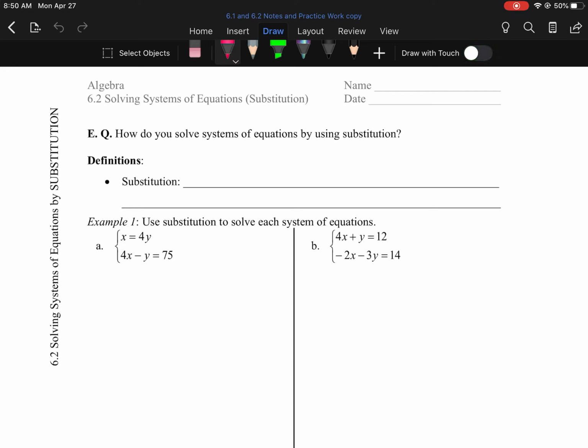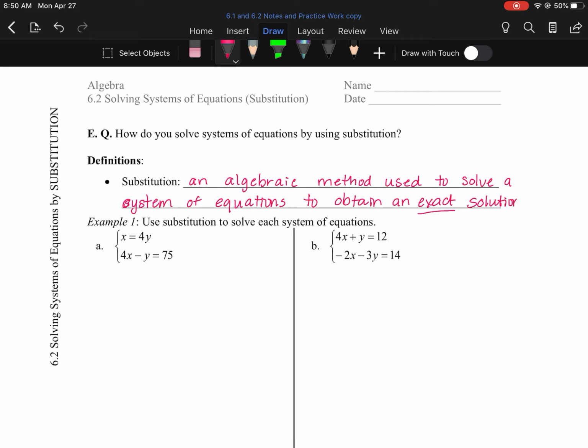Okay, so substitution is an algebraic method used to solve a system of equations to obtain an exact solution. All right, and an exact solution is what's key.